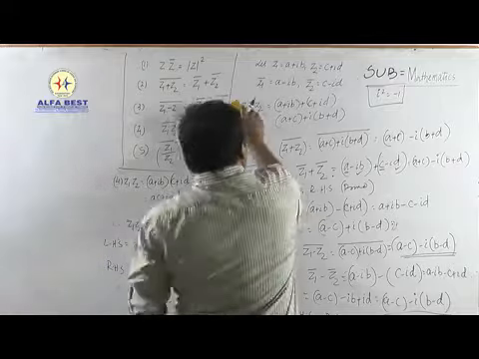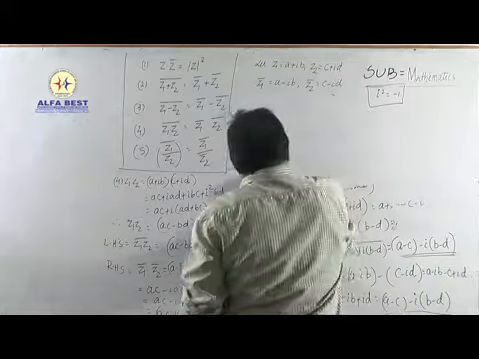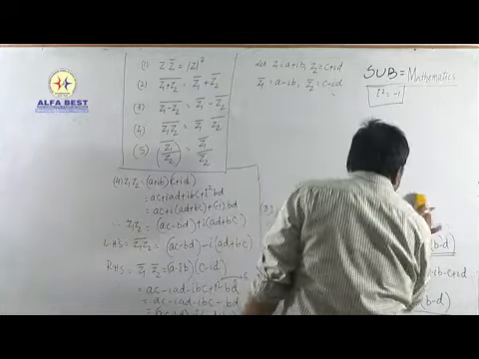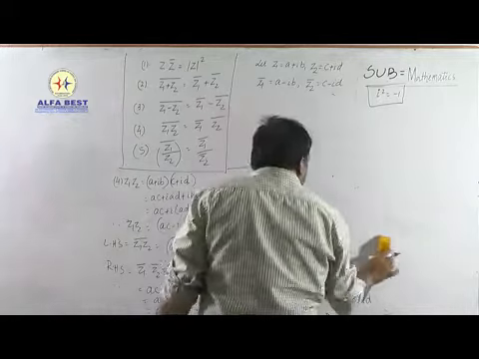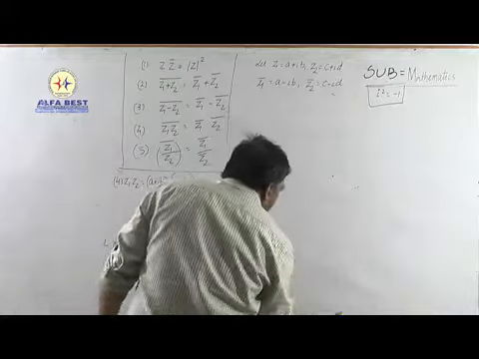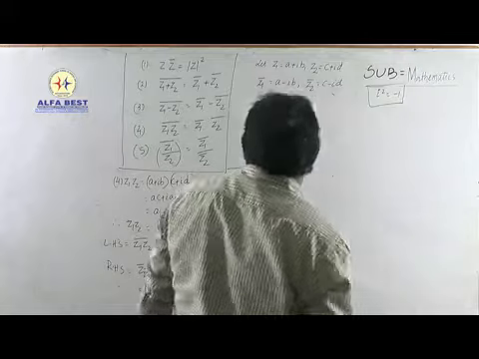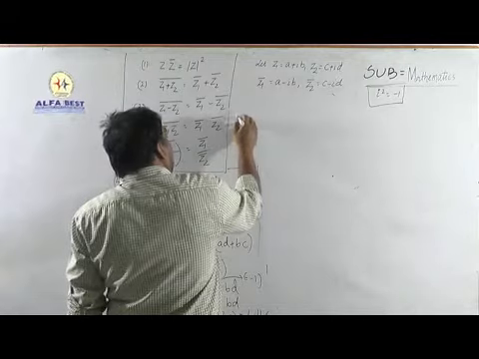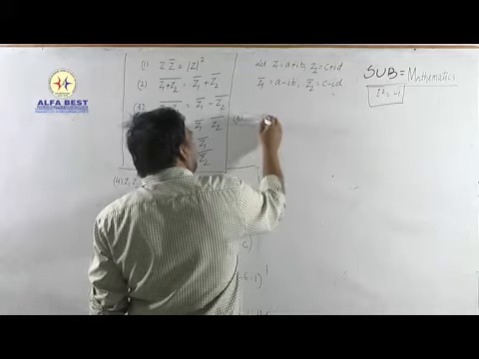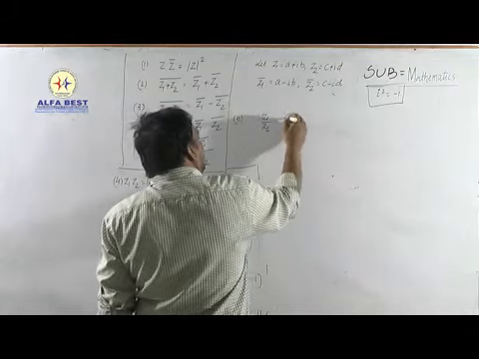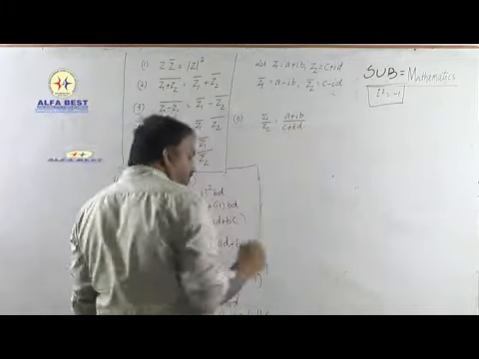Now we'll go to question number 5. This is Z1 by Z2 whole conjugate is equal to conjugate of Z1 divided by conjugate of Z2. So what will be Z1 by Z2? This is A plus IB divided by C plus ID.